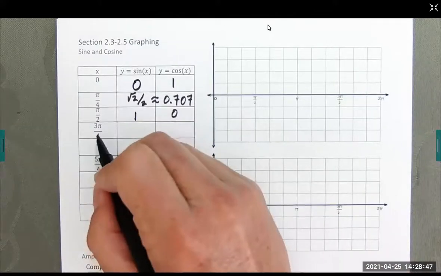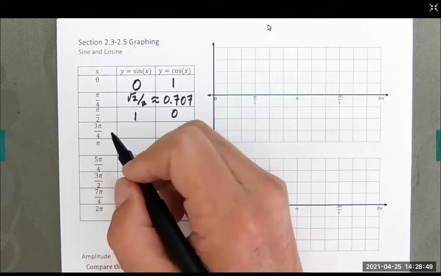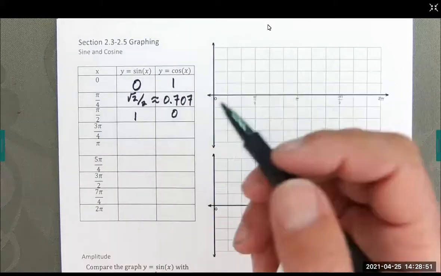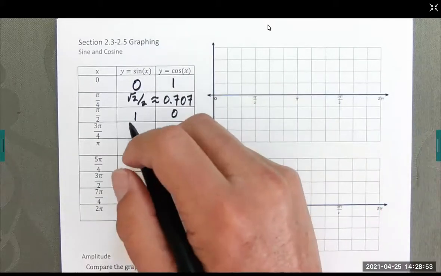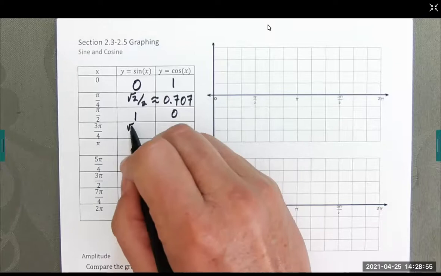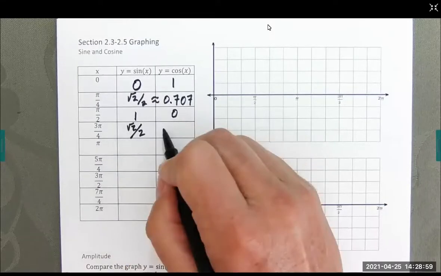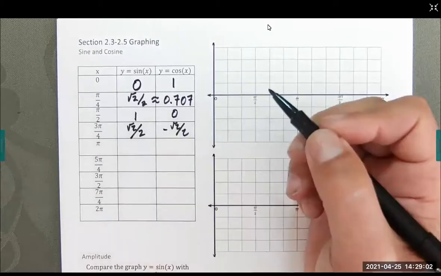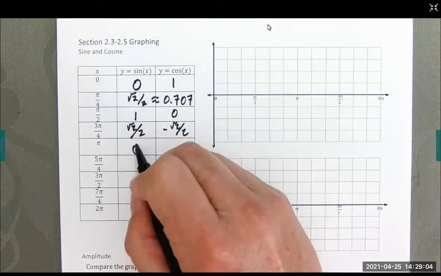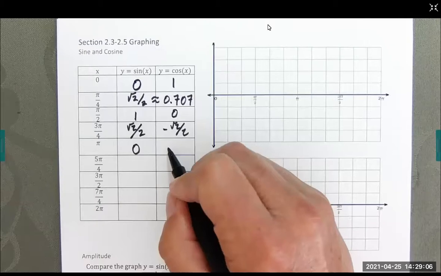3 pi over 4. Now 3 pi over 4, we're in quadrant 2. And in quadrant 2, x is negative, which means cosine is negative. So we end up with root 2 over 2. And for cosine, it's negative root 2 over 2. At pi, sine is back down to 0. Cosine is at negative 1.